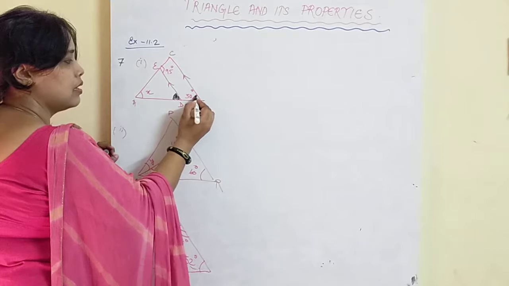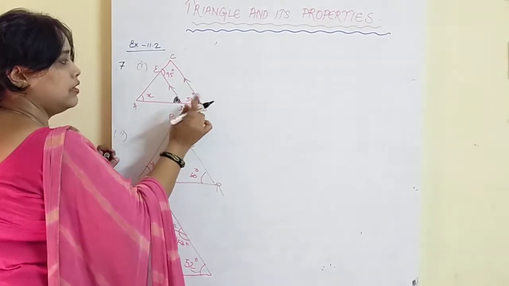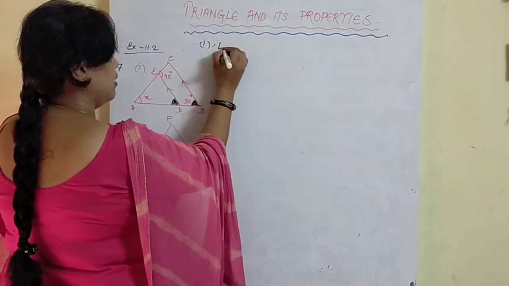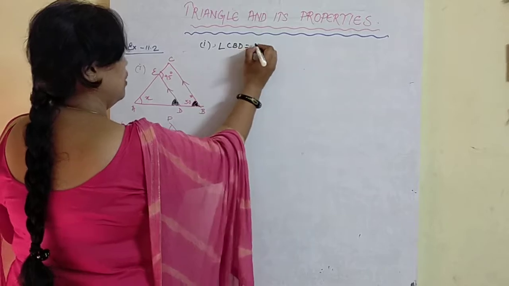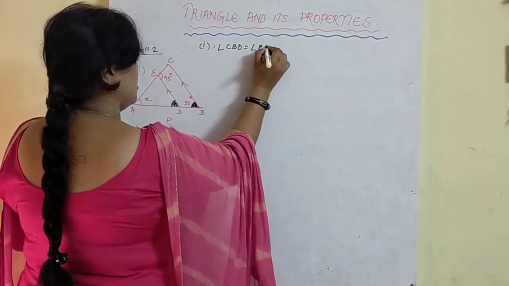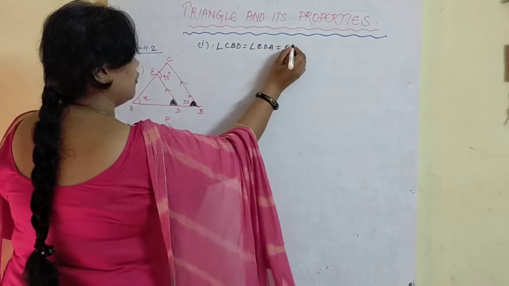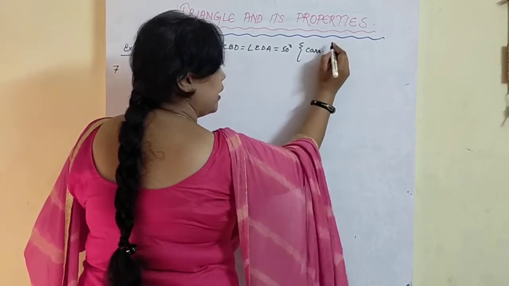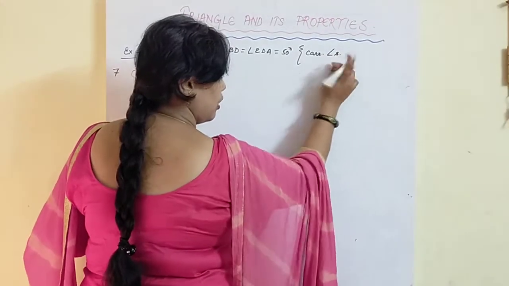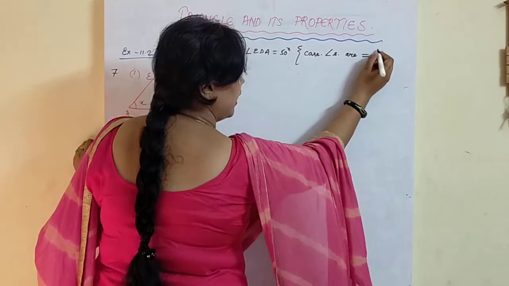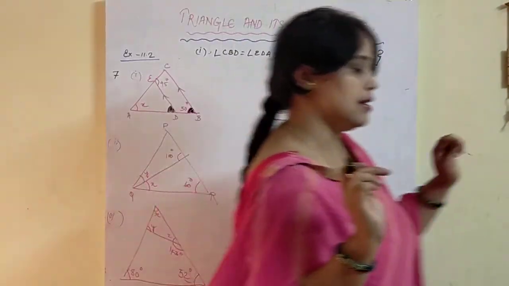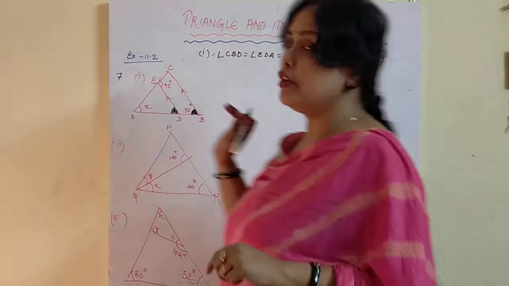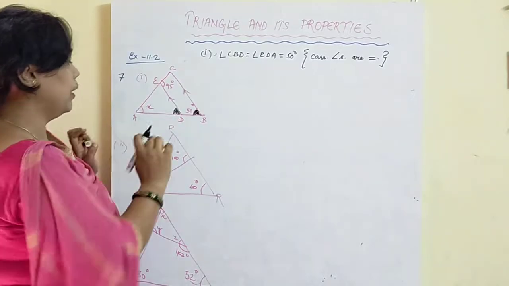These two angles are corresponding angles. So you have to write number 1, angle CBD is equal to angle EBA is equal to 50 degrees. Reason, in short I am writing CORR, which means corresponding angles are equal. So children, here you see corresponding angles are equal.